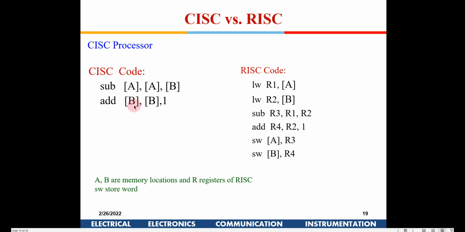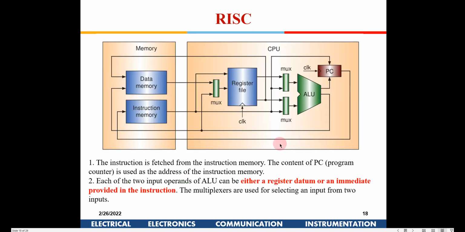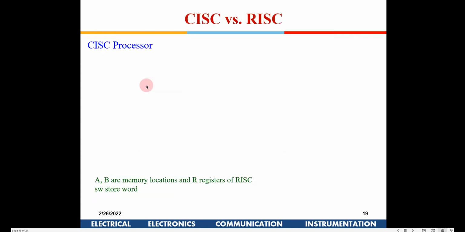So in CISC you just write two instructions. Whereas if I have to do the same thing in RISC code, first whatever data is available in the memory location A, I get into the R1 register. Whatever is available in B, I get into the R2 register. So this R1, R2, R3, R4, if I go back here, they are all registers. A, B, C, D, what we are speaking of, are the memory locations here.